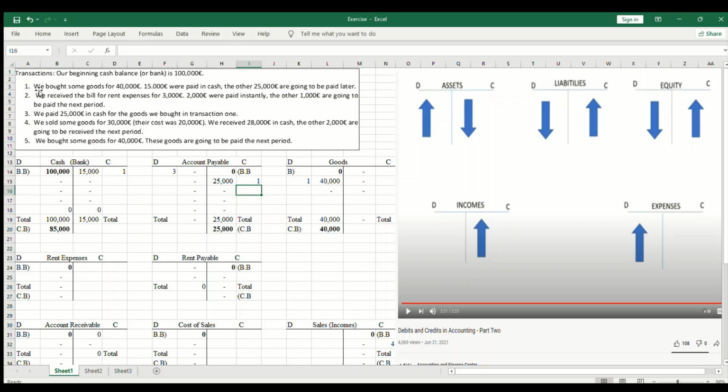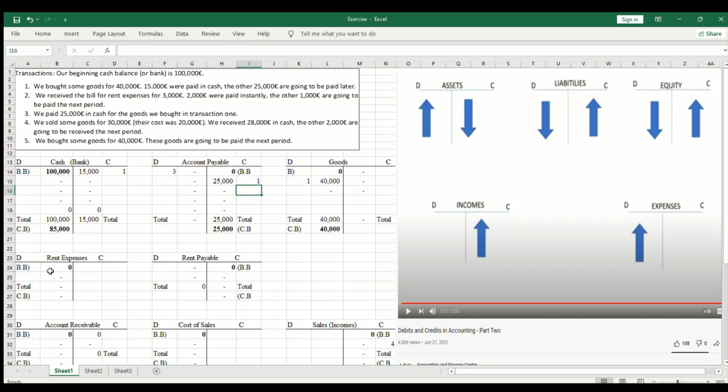Let's go on with transaction 2. In transaction 2, it says we received the bill for rent expenses for 3,000 euros. 2,000 euros were paid instantly. The other 1,000 euros are going to be paid the next period. So, according to the accrual principle, expenses are recorded in the time period in which they occur, regardless of when we pay cash. So we record expenses for 3,000 euros, even though we paid only 2,000 euros in cash.